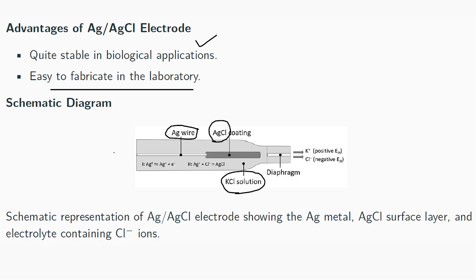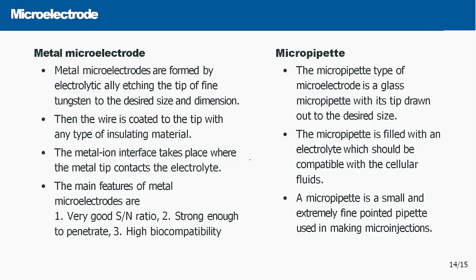This is the schematic representation of the Ag-AgCl electrode, and here you have the K plus and Cl minus. Using this electrode as a reference, we can measure other potentials or biopotentials.